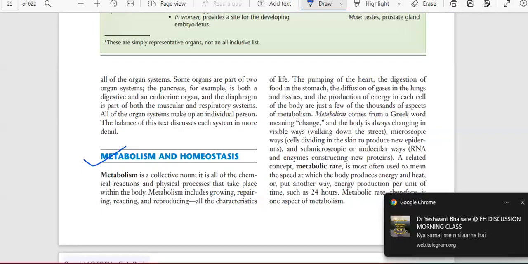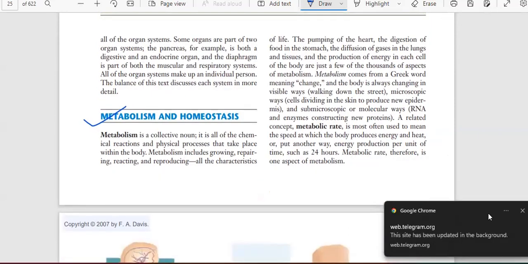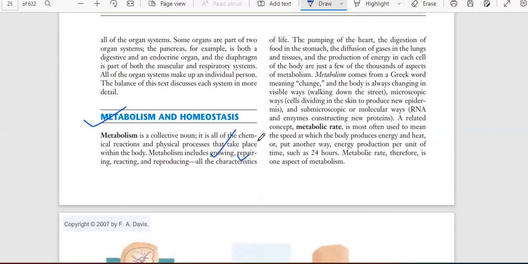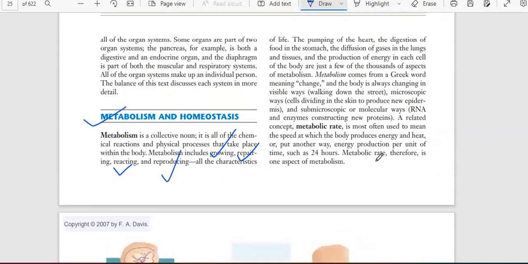So basically, metabolism is the process of the body which has a growing stage, repairing stage, reacting stage, and reproduction stage. So 1G, 3R. These are the characteristics of life. In daily activity we need this.